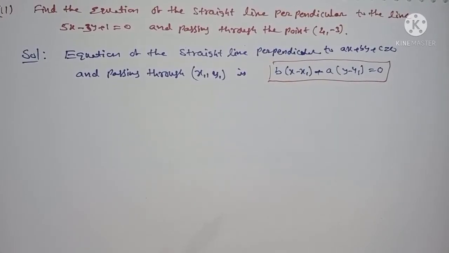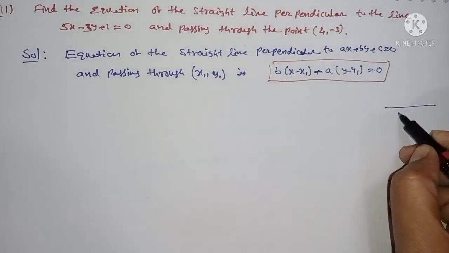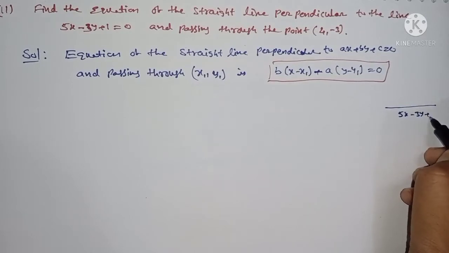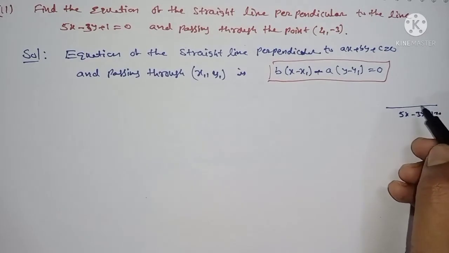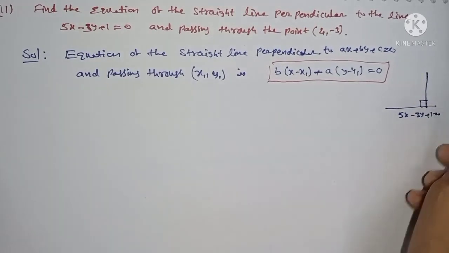Next, the 11th one is: find the equation of the straight line perpendicular to the line 5x minus 3y plus 1 is equal to 0 and passing through the point 4 comma minus 3. This is the given line equation, 5x minus 3y plus 1 is equal to 0. Therefore, you can find the perpendicular line. You can observe the formula here.